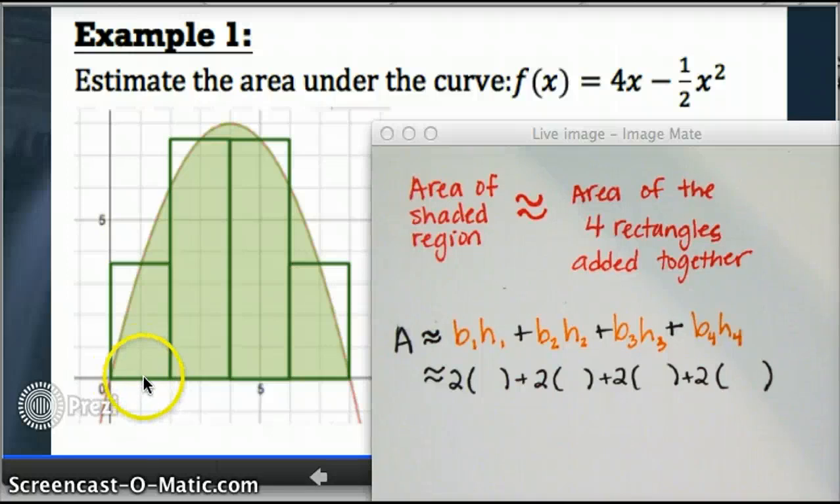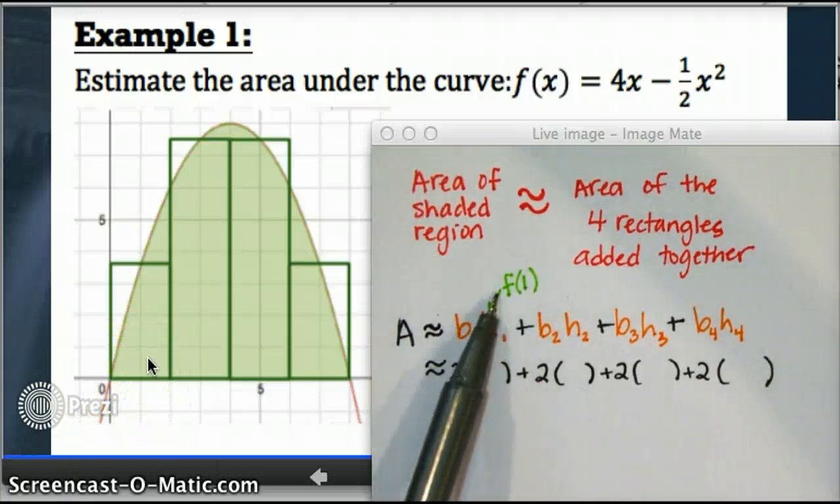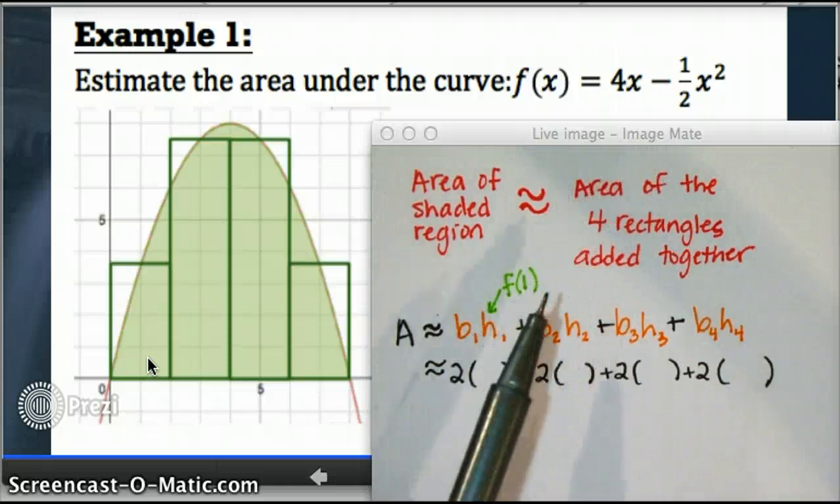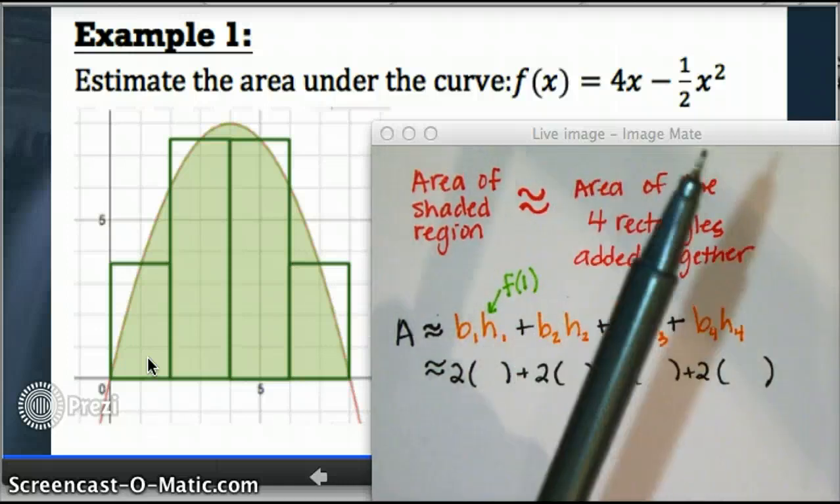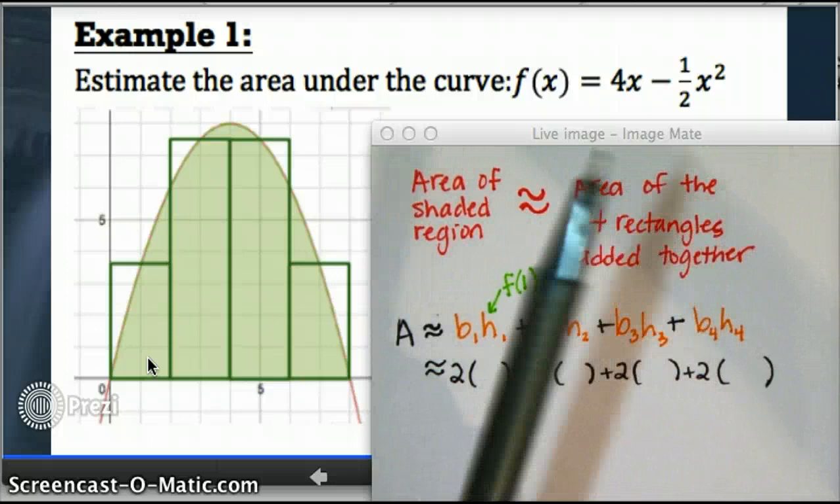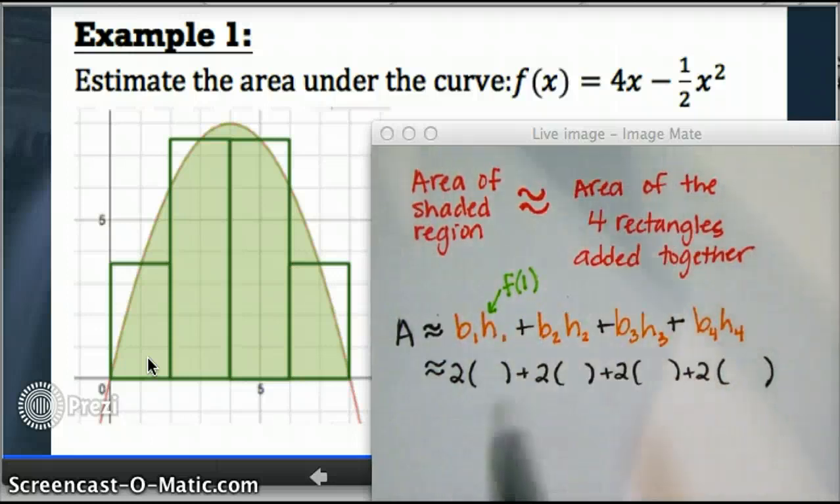So knowing what the x value is and knowing the function for the parabola allows me to calculate the y value. And the y value of this point is the same thing as the height of the rectangle, because this point represents the top of the rectangle and this point is on the parabola. So if I wanted to calculate the first height accurately, all I need to do is take that x value 1 and plug it into the function equation, which is that top one up there. You can do this in your head. 4 times 1 is 4, 1/2 times 1 squared is 1/2, and 4 minus 1/2 is 3.5.